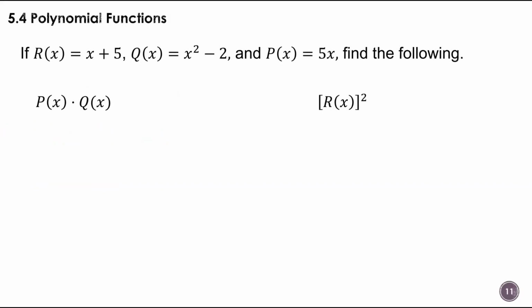Okay, so here's some function work. We're going to work with polynomial functions and multiplication this time. So notice on the first one, we're multiplying the p function, 5x, times the q function, x squared minus 2. So this one's simply distributive property. 5x times x squared would be 5x cubed. 5x times negative 2 would be a negative 10x. And then we don't have any other simplifying we can do with that because we don't have like terms.